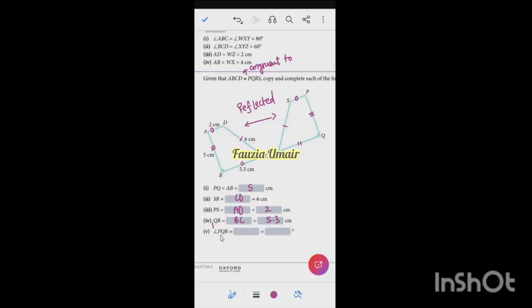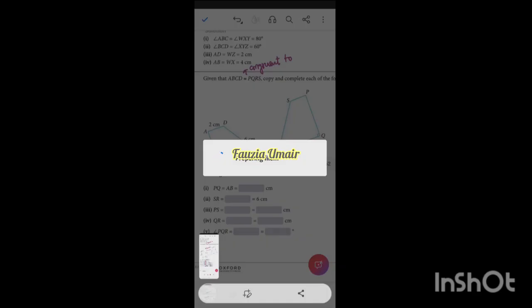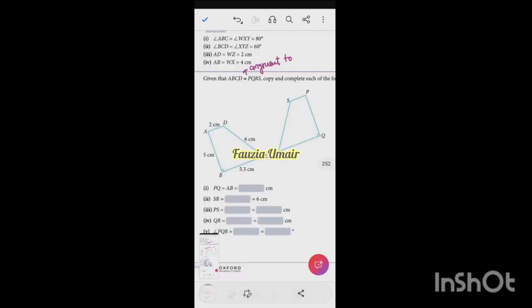Now lastly, angle PQR is same as angle ABC, right? Which is equal to 90 degree. Right? I hope that makes sense. All right. So now moving on to the next question.